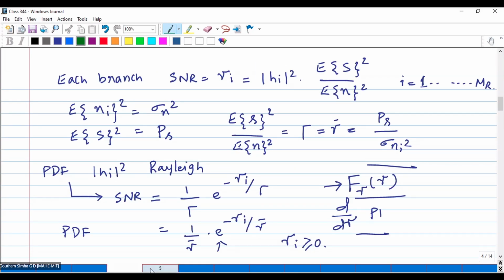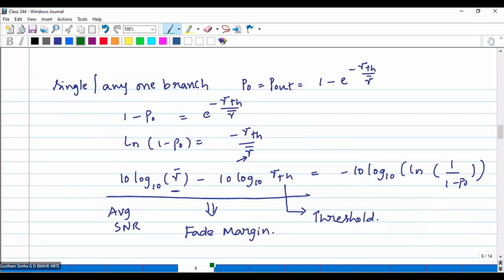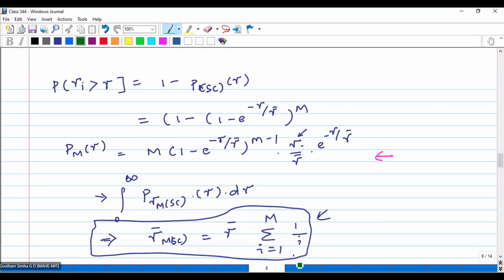You take the expectation operator, and for a Rayleigh distribution, 1 by gamma bar e to the power of minus gamma by gamma bar is the PDF. You integrate from 0 to gamma threshold and get the outage probability. This is the probability that the signal falls below the threshold, that is 1 minus e to the power of minus gamma threshold by gamma bar. Similarly, you have understood what happens with a single branch outage probability and the fading margin, and the outage probability and average SNR with the threshold. So you have calculated the outage probability with selection combining of all branches.